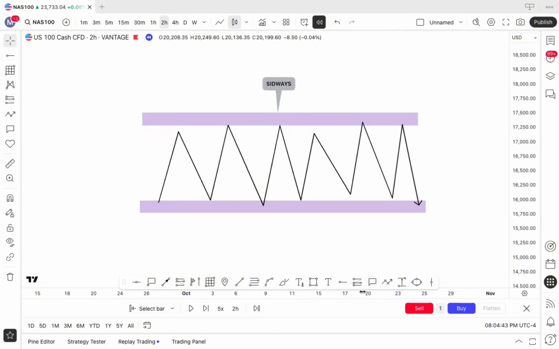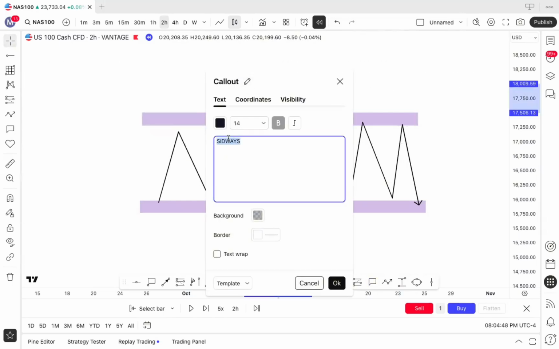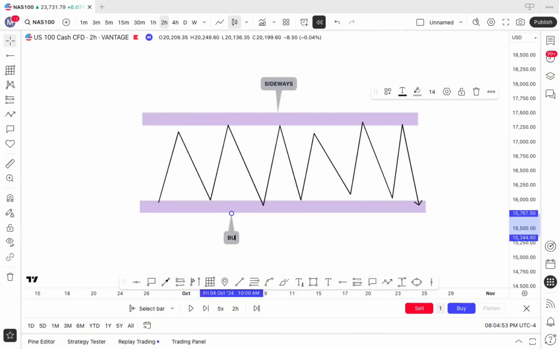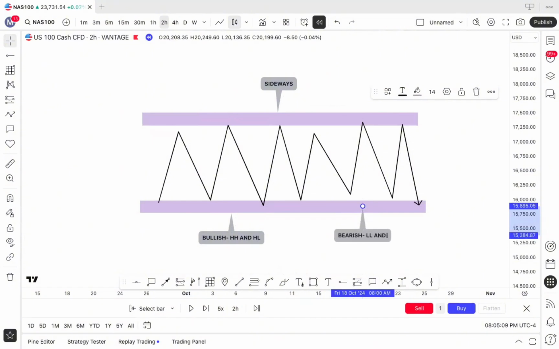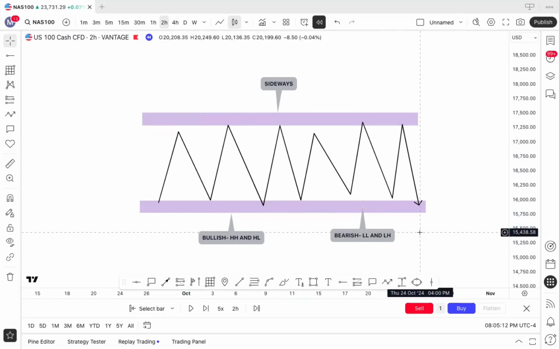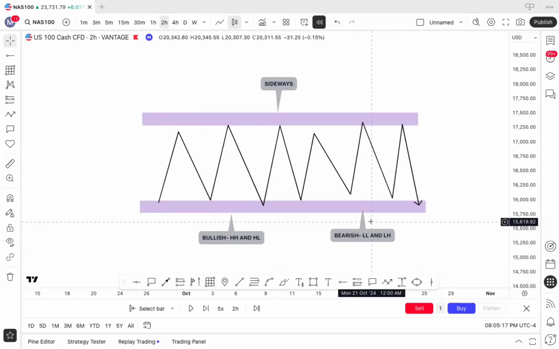So we don't have true structure. And when I say we don't have true structure, guys, what I really mean is, you know how in bullish structure, when we're bullish, we create higher highs and higher lows. When we're bearish, we create lower lows and lower highs. And when I say we don't have true structure in sideways markets, we have bullish structure being presented, and we also have bearish structure being presented in a ping pong way.